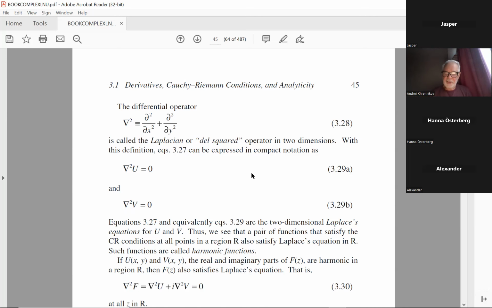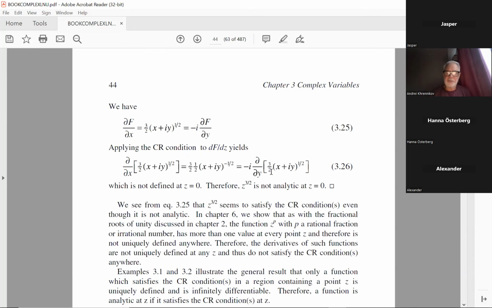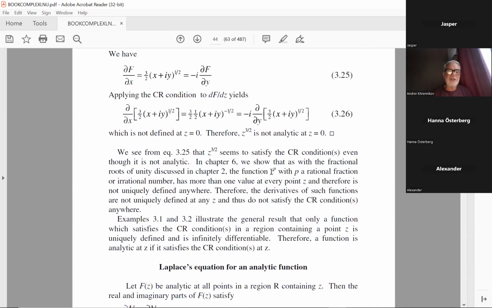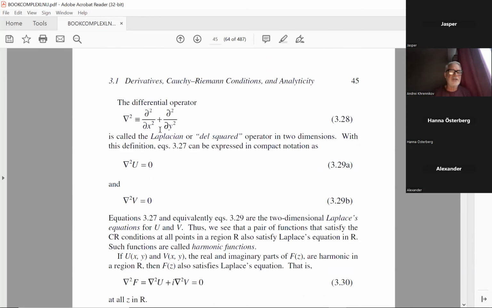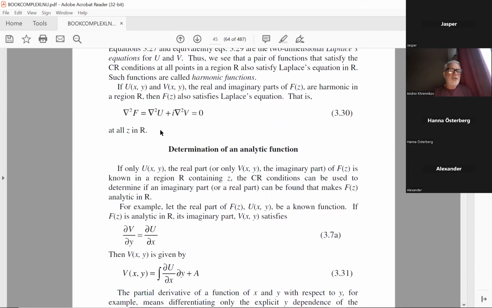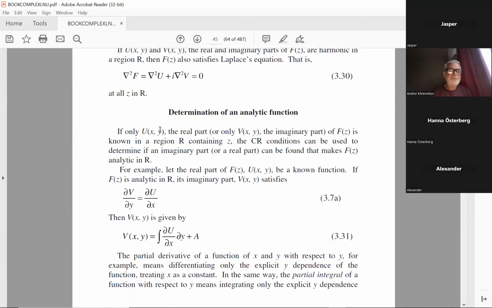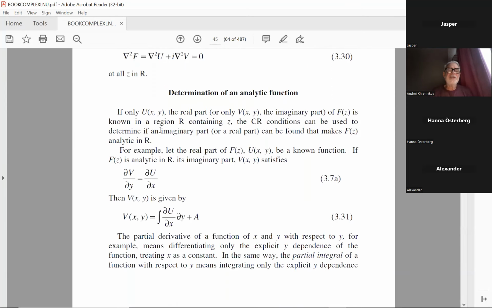The derivation is very simple. It was on the previous page. And this is just about mixed derivatives. Such mixed partial derivatives are equal. Okay, good. Determination of an analytic function.